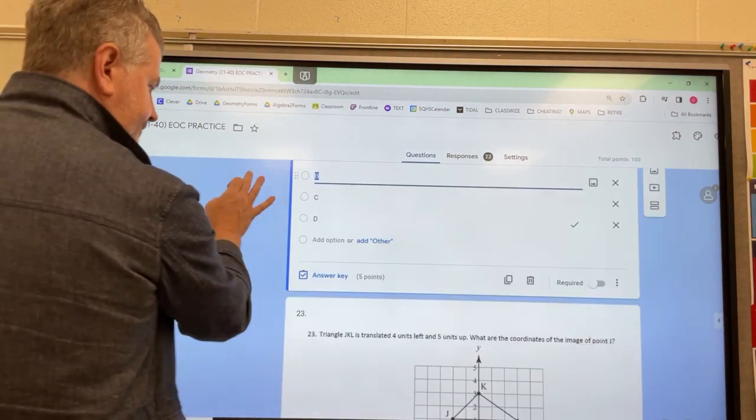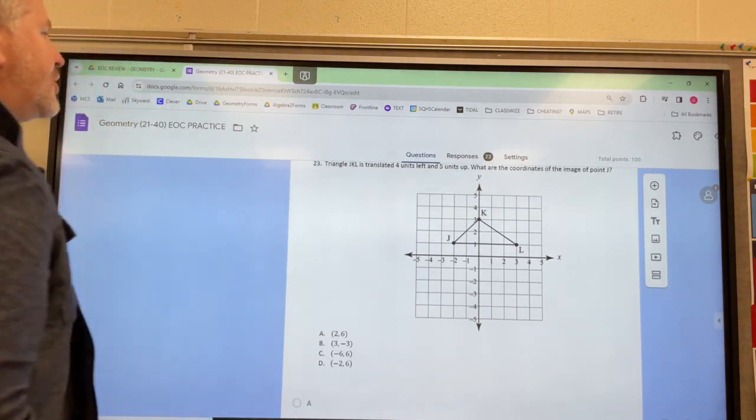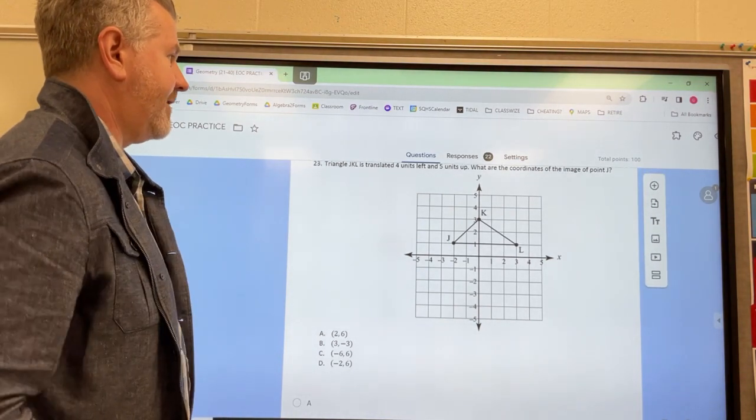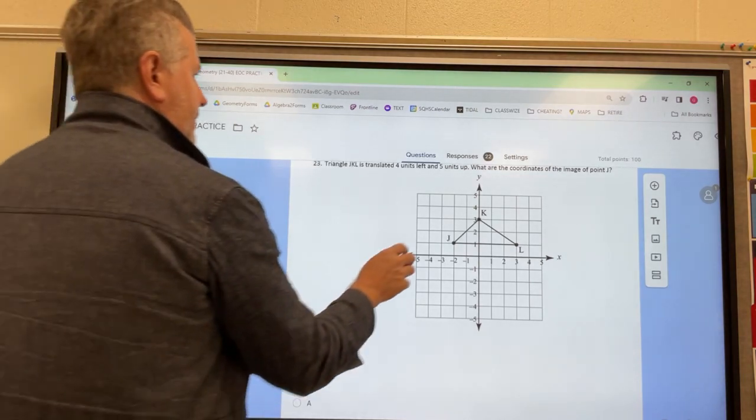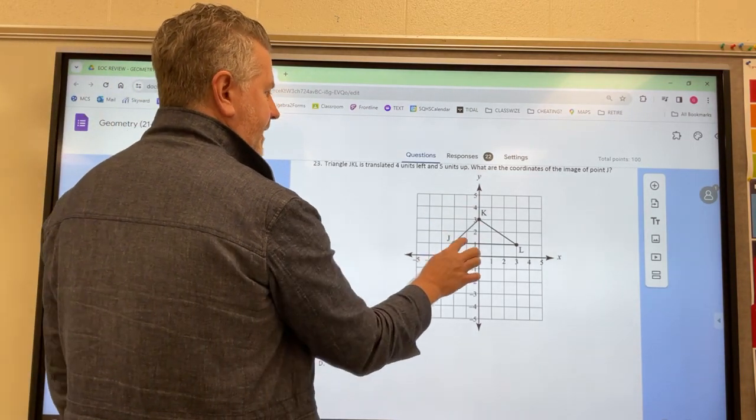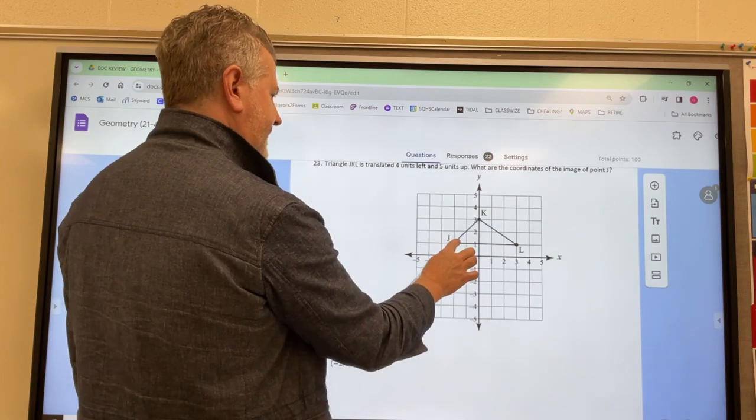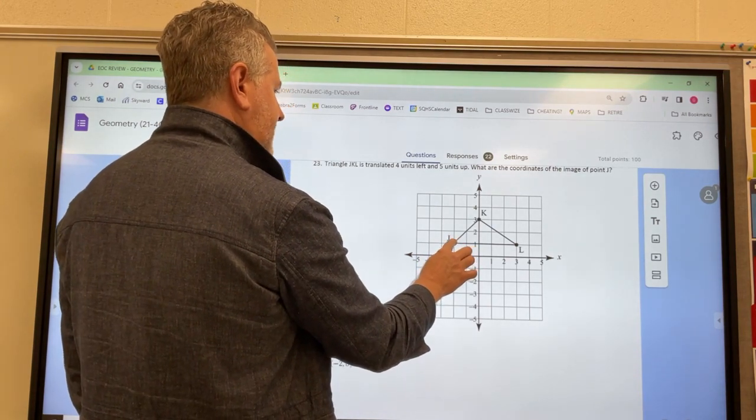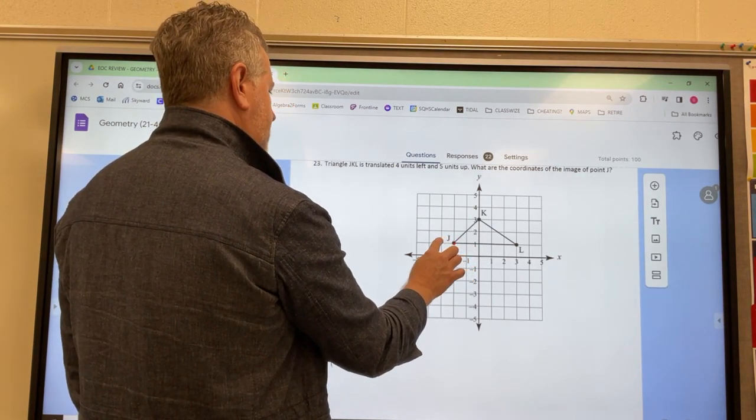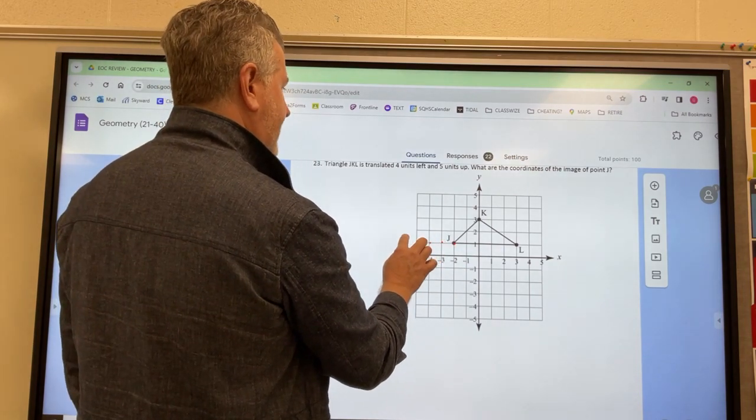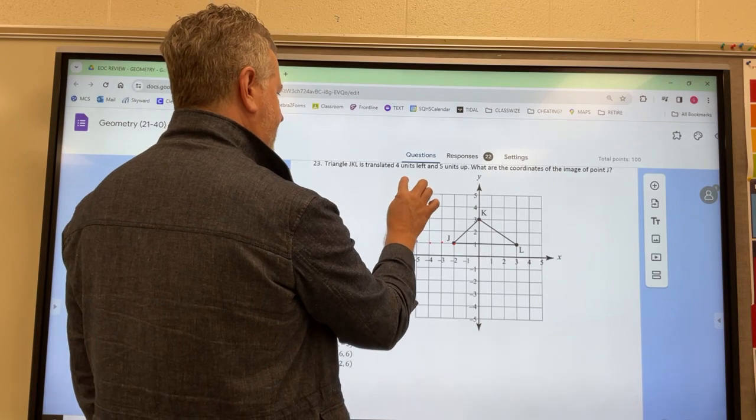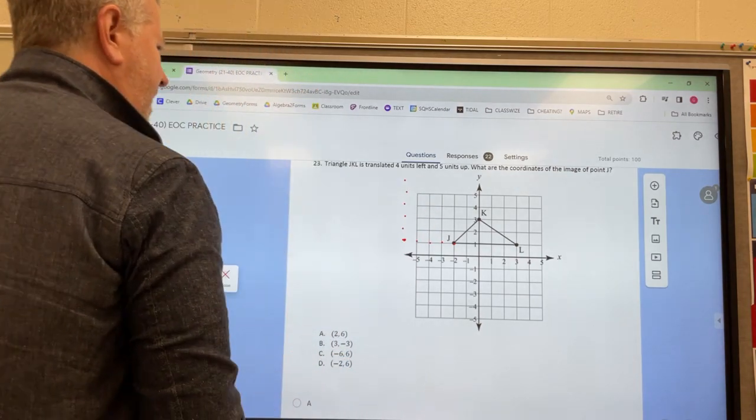All right. Number 23, triangle JKL is translated 4 units left and 5 units up. What are the coordinates of the image of point J? So the image of point J would go 4 units left, 1, 2, 3, 4, and 5 units up, 1, 2, 3, 4, 5. It's kind of rude that they put it off the chart.